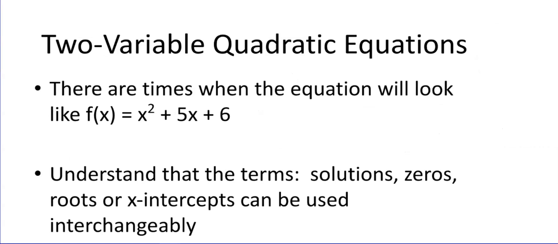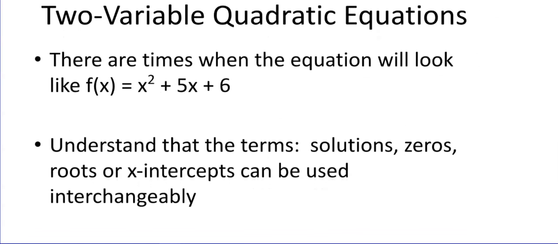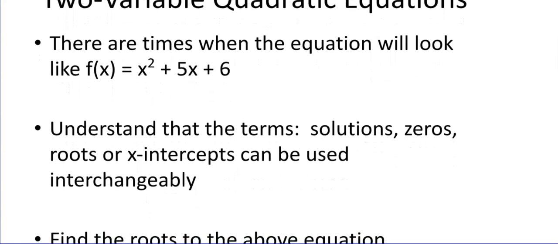All right, two variable quadratic equations. There are times when the equation will look like this. Now remember, this is the same thing as y. Understand that the terms solutions, zeros, roots, x-intercepts can be used interchangeably. These are all synonyms. This also could be 0. So f of x, y, and 0 are all the same thing.